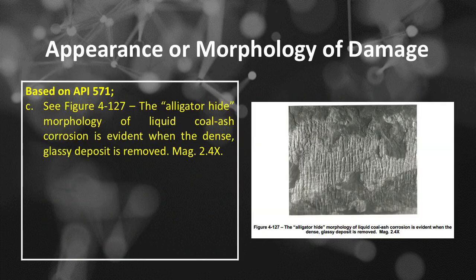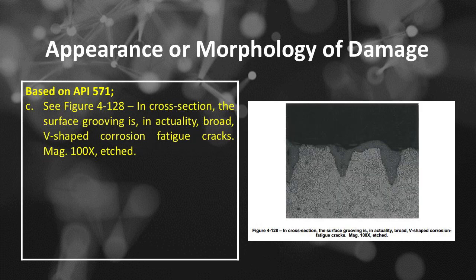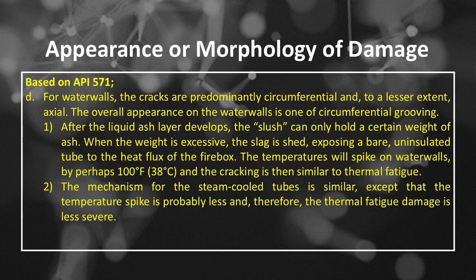See Figure 4.127, the alligator hide morphology of liquid coal ash corrosion is evident when the dense, glassy deposit is removed. Mag. 2.4x. See Figure 4.128, in cross-section, the surface grooving is, in actuality, broad, V-shaped corrosion fatigue cracks. Mag. 100x, etched. D, for waterwalls, the cracks are predominantly circumferential and, to a lesser extent, axial. The overall appearance on the waterwalls is one of circumferential grooving.